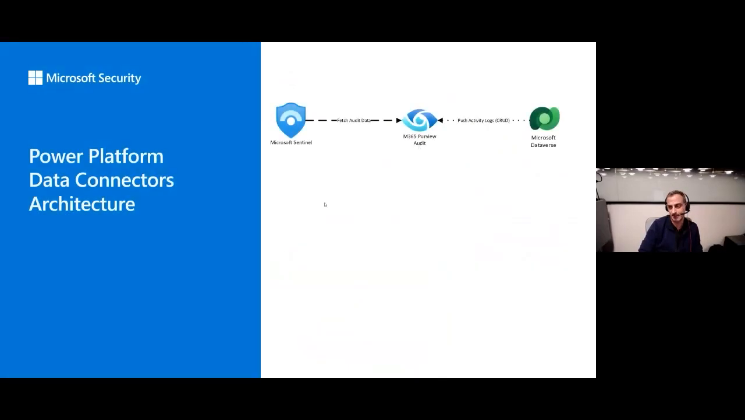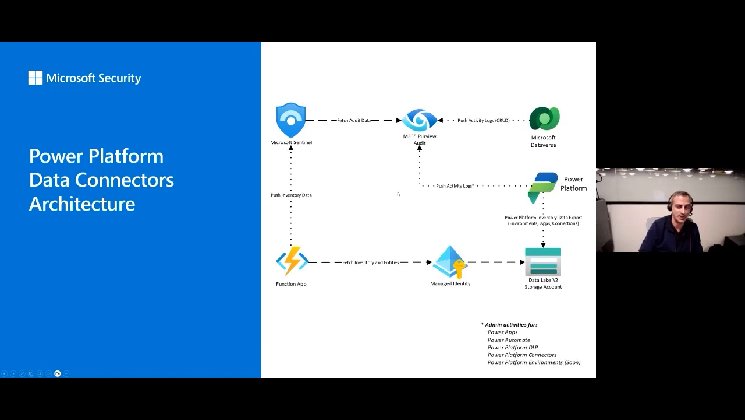A little bit about the architecture of those data connectors. It starts with the same architecture that we had for the CApps connector. So Dataverse is part of that, but here we have actually more. We have Power Platform connected, and for Power Platform, we look at two different kinds of connectors. One is the activity logs connector that covers all of the activities that we talked about. They also flow through the Purview audit, and we fetch them into Sentinel.